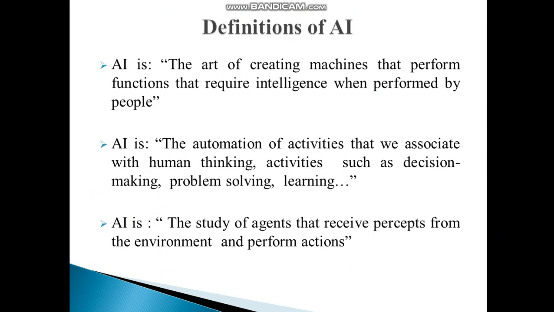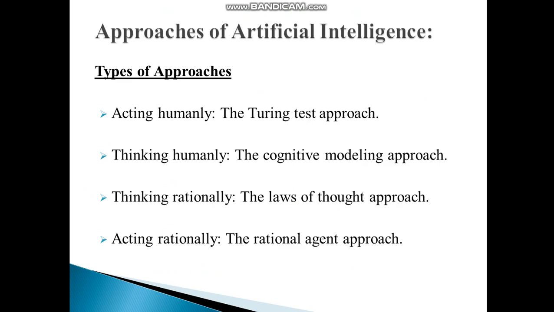Some of the other definitions of artificial intelligence. Artificial intelligence is the art of creating machines that perform functions that require intelligence when performed by people. Artificial intelligence is the automation of activities that we associate with human thinking, activities such as decision making, problem solving, learning, etc. And also, artificial intelligence is the study of agents that receive percepts from the environment and perform actions.